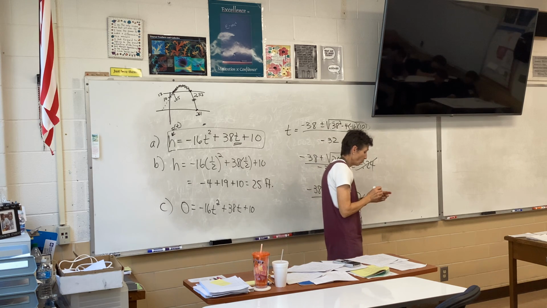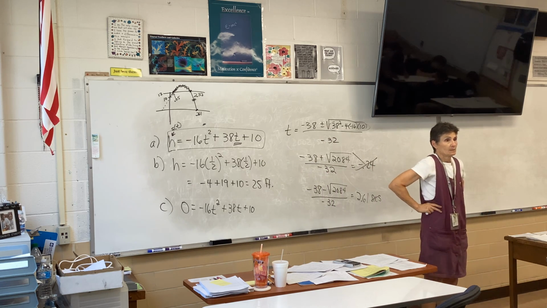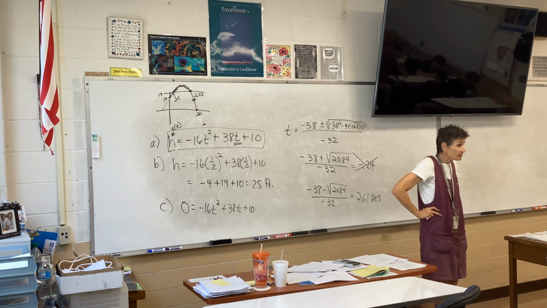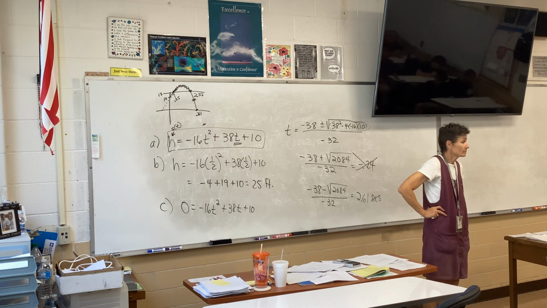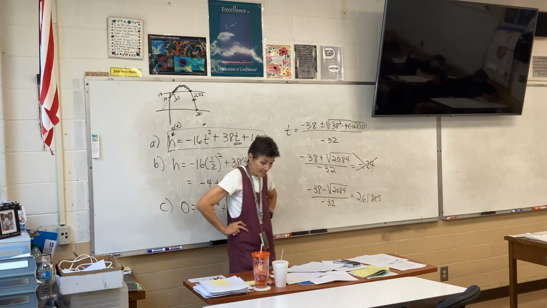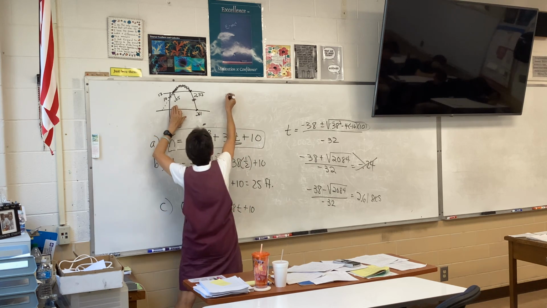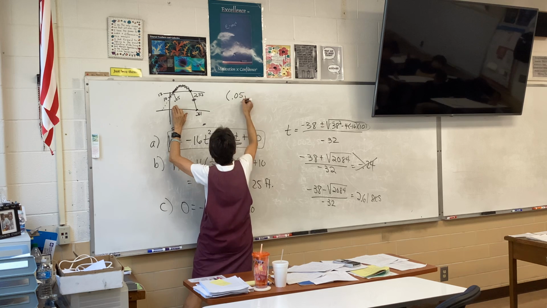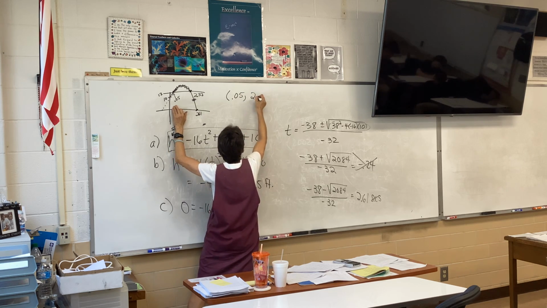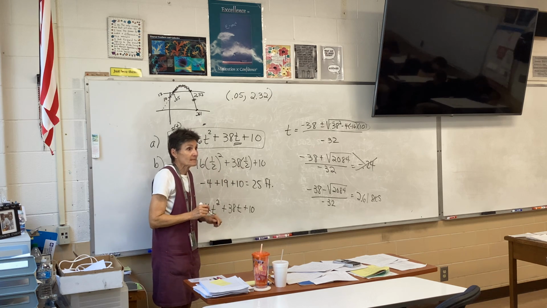Okay, what do those 2 points represent? Exactly when the ball is 12 feet above the ground, right? The question didn't say, when is it 12 feet? It said, when is it higher than that? So wouldn't you say the answer is the interval from 0.05 to 2.32? Isn't that when the ball is higher?